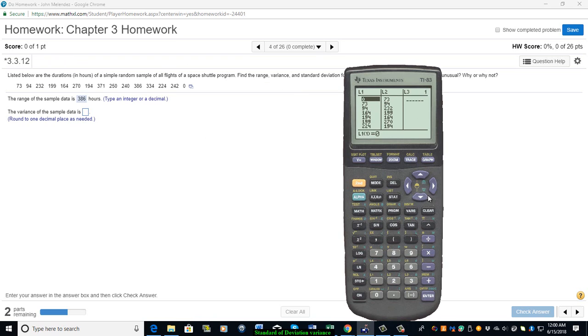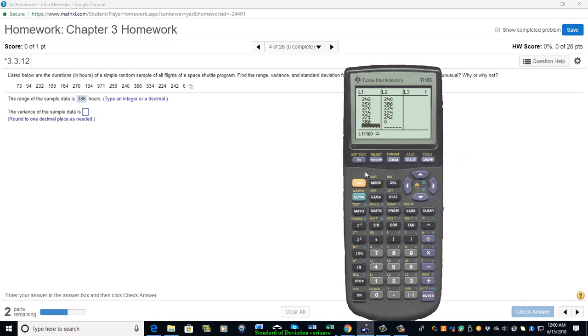Our lowest number is going to be 0. Our highest number is going to be 386. 386 minus 0 is 386, which gives you the answer. The range of the sample data is 386.